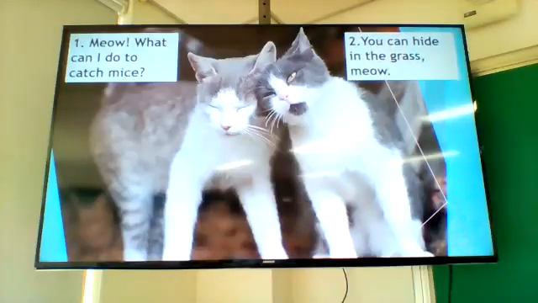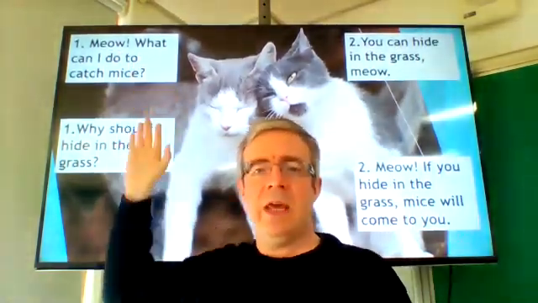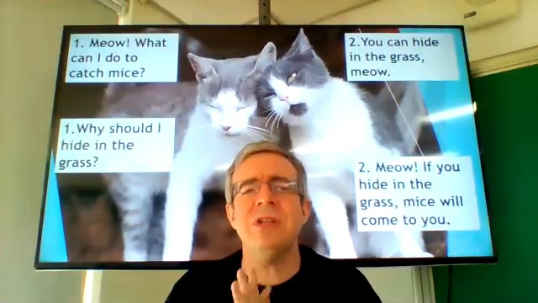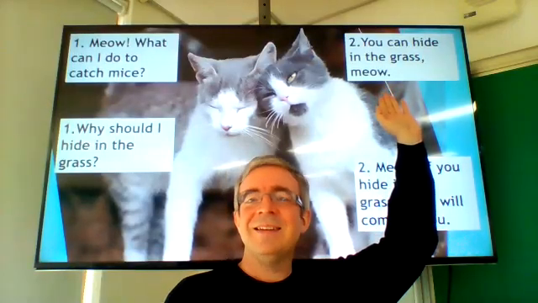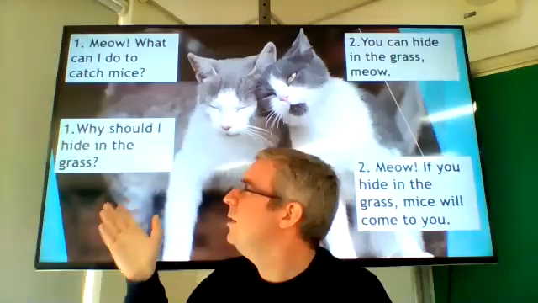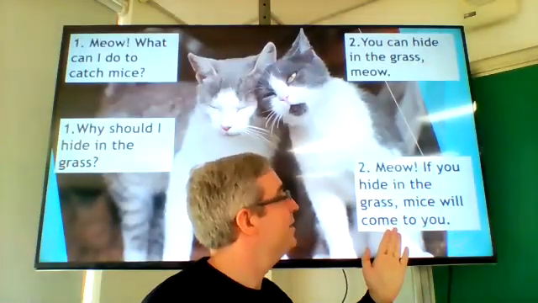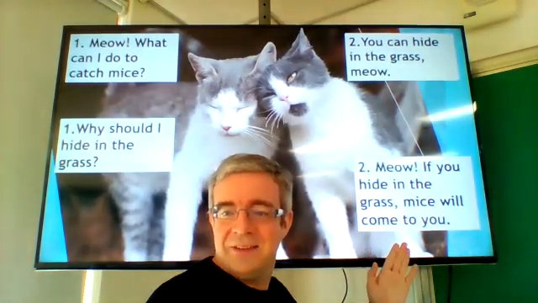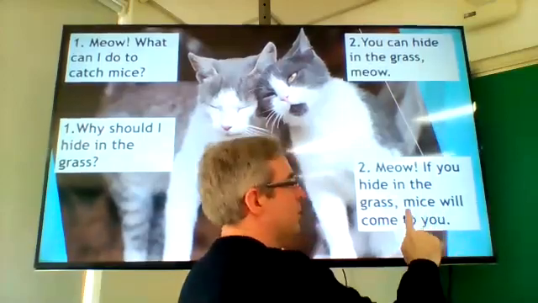Kitty one, kitty two. Meow, meow. I'll be one and you can be two. So, meow, what can I do to catch mice? You can hide in the grass, meow. Yeah, thank you for saying meow. And he says, why should I hide in the grass? Yeah, if you hide in the grass, we'll come to you. So if you hide in the grass, A, then B, mice will come to you.